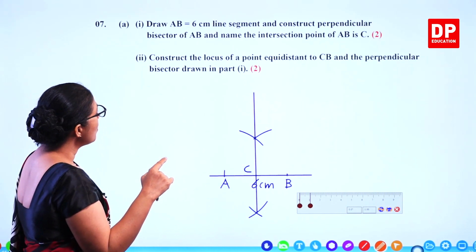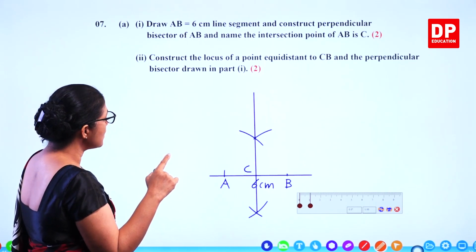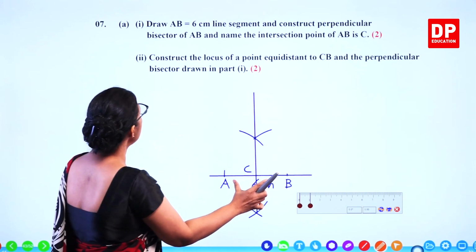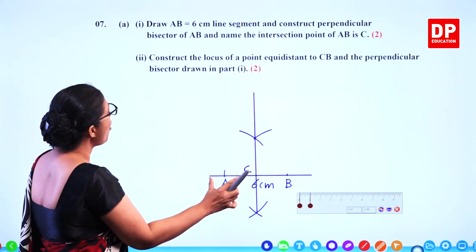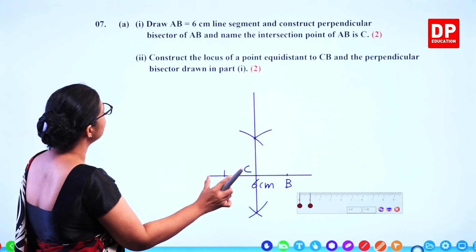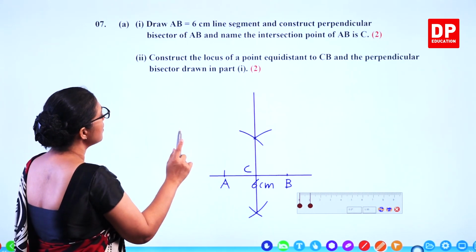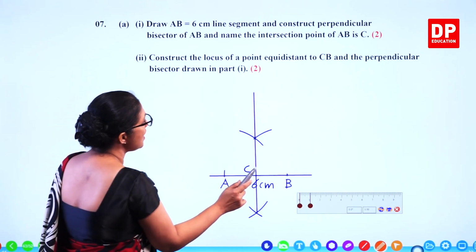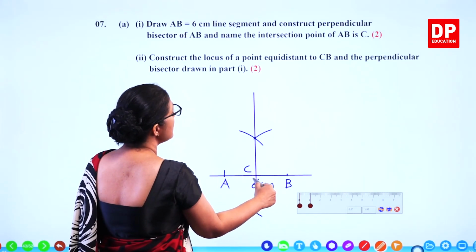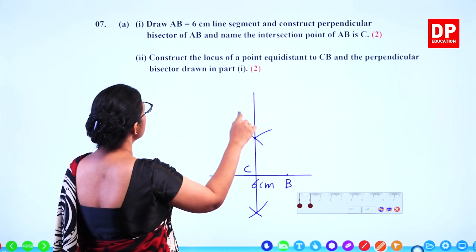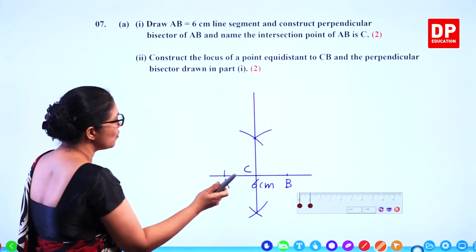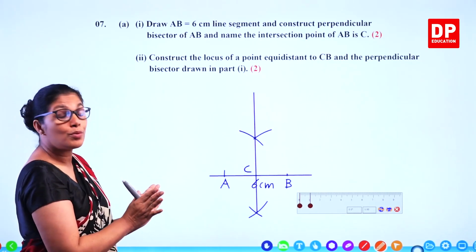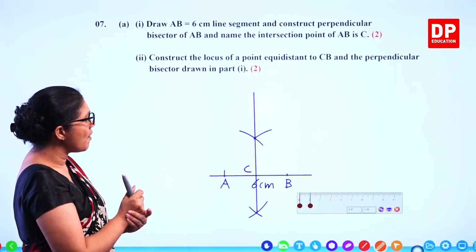Then construct the locus of a point equidistant to CB and the perpendicular bisector drawn in part 1. Construct the locus of a point equidistant to CB. CB is here, and the perpendicular bisector drawn in part 1. So what's the locus for 2 lines? Angle bisector you have to draw.